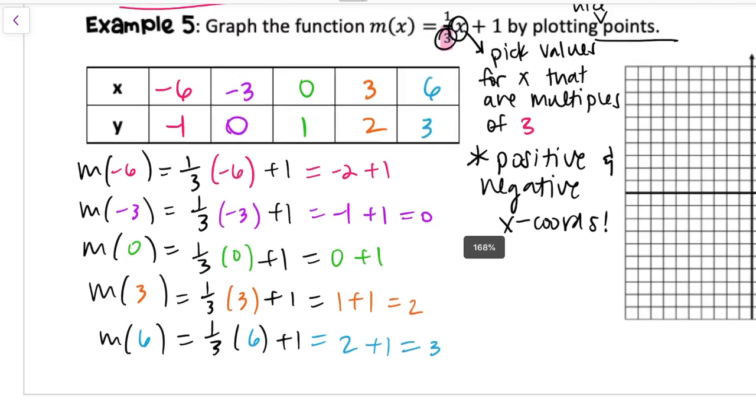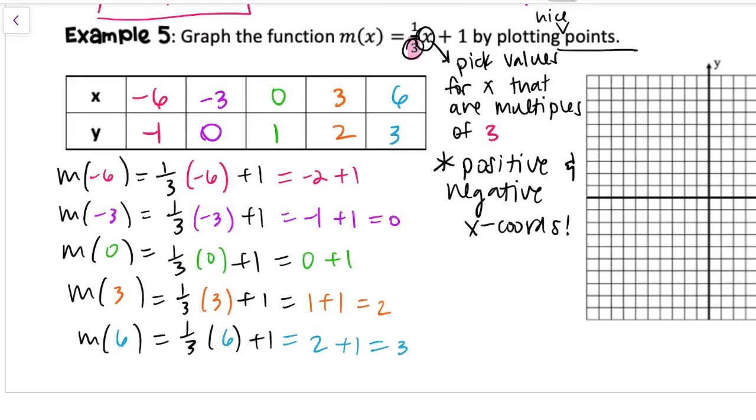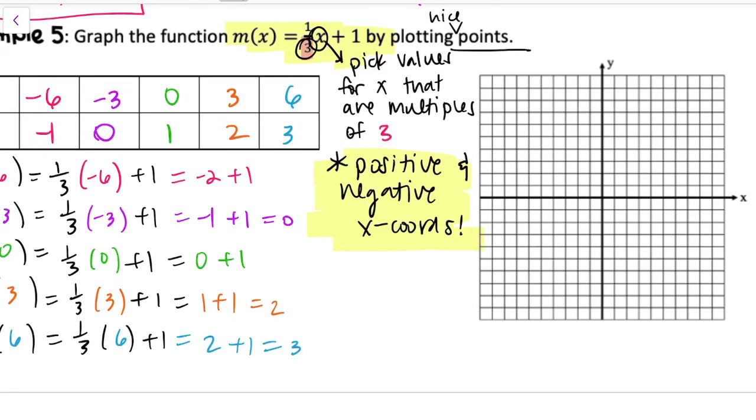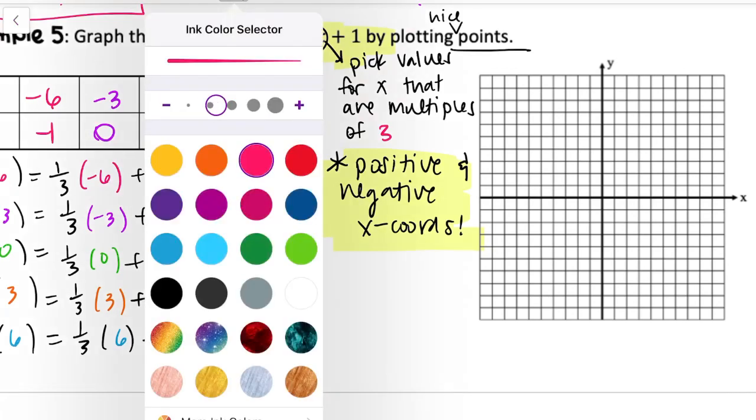Now we've got all of these ordered pairs, and notice we were asked to graph the entire function. So these are just some x coordinates we could have chosen. These were the ones that I chose. You could choose different ones, as long as you pick positive and negative x coordinates, you're fine. And then after we've plotted those points, we are going to connect our points with a line. So at the end of the day, we want to graph a line. Today we're just doing it by plotting points. In the future, we're going to learn some faster tricks, but for now, we're just plotting points.